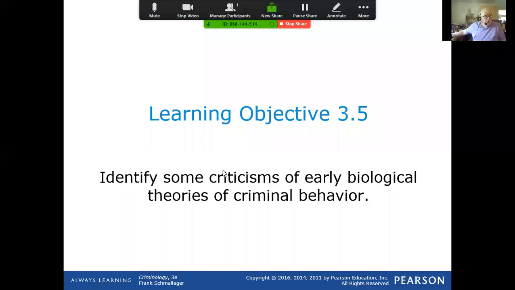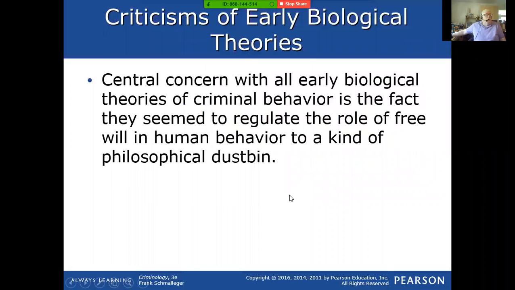So, this is starting on page 53 of chapter 3 of this textbook. Some of the criticisms of early biological theories of criminal behavior: all early biological theories of criminal behavior seem to relegate the role of free will to the philosophical dustbin. In other words, you threw it in the trash. You said, no, we got these biological theories. Free will goes in the trash.